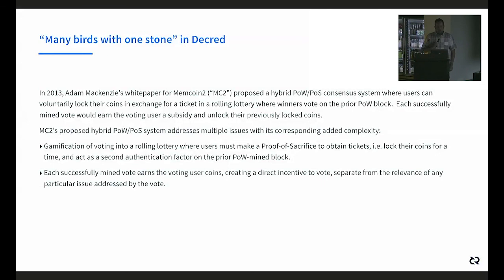So every vote that you make, there's this rolling lottery, you buy tickets by locking coins, and every time there's a vote and the vote gets included in a block, you get a subsidy for that vote. So basically, it's a pseudo-random process, and you get this reward irrespective of how you vote. Just that you vote is what really counts. So basically, you're being paid to come to the ballot box. We don't really care how you vote.